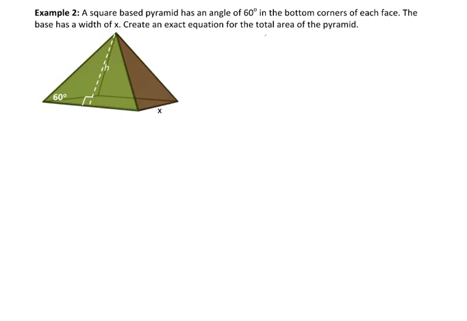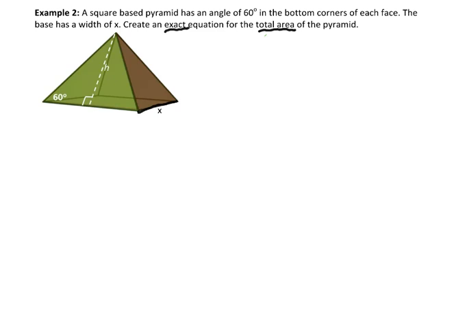Now let's try another example. So here's a square-based pyramid. So that's a pyramid that has a square on the bottom. And all the sides of that square are length x. So that's an x there. What I'm trying to find out is the total area of the pyramid, and we're going to make an equation for it in terms of x. Also asked to make it an exact equation.